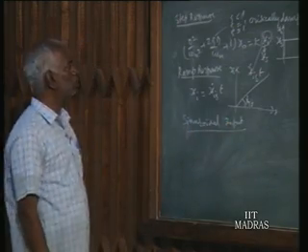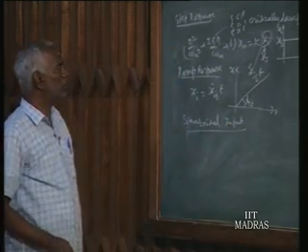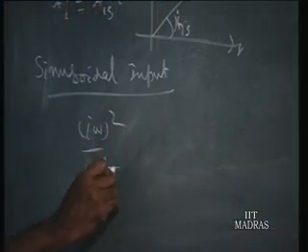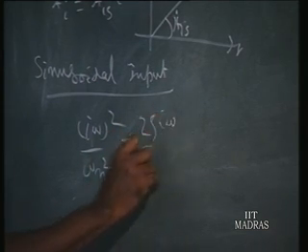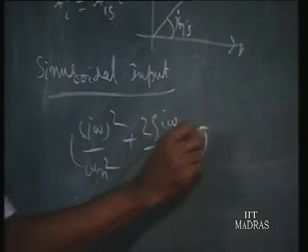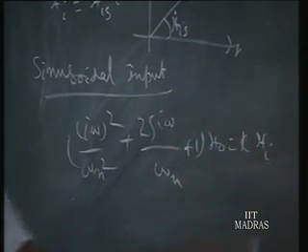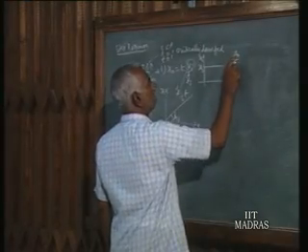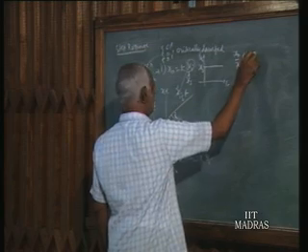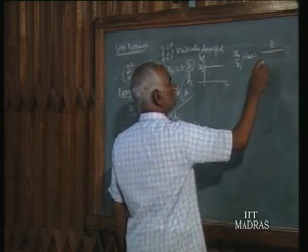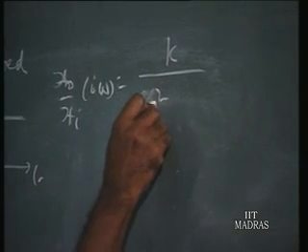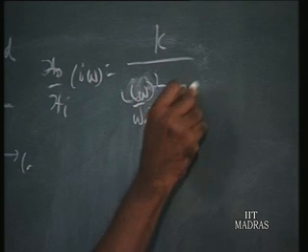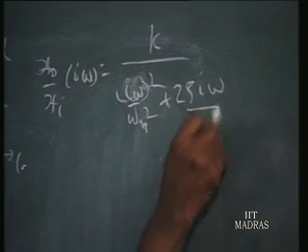We know we have to substitute in the differential equation D by iω. So (iω)² D² over ωn² plus 2ψ iω by ωn plus 1, into xo, is equal to k times xi. So xo by xi, in terms of iω, is equal to k by D² over ωn², that is (iω)², plus 2ψ iω by ωn plus 1.